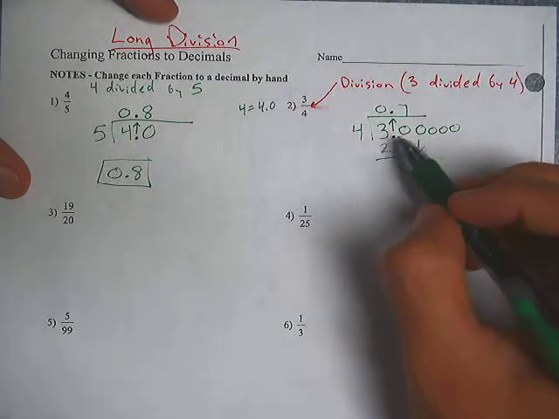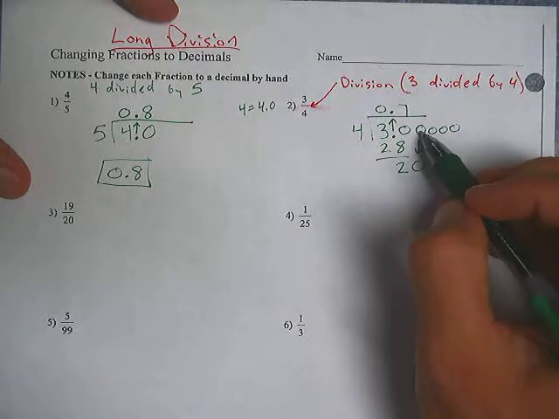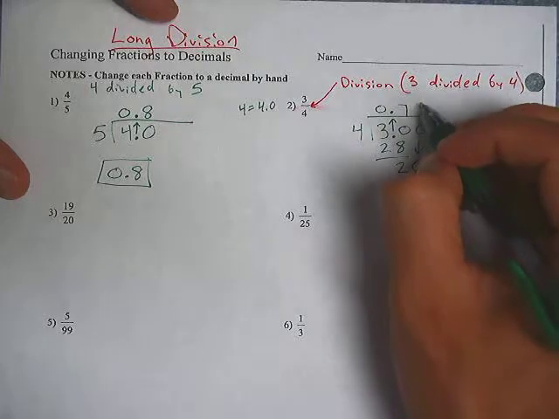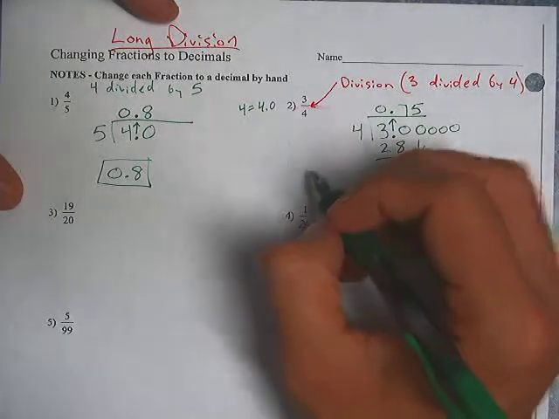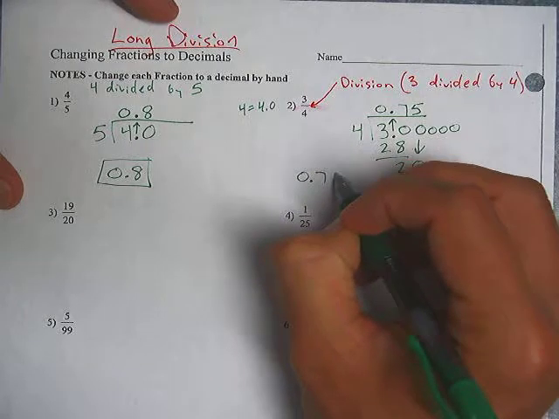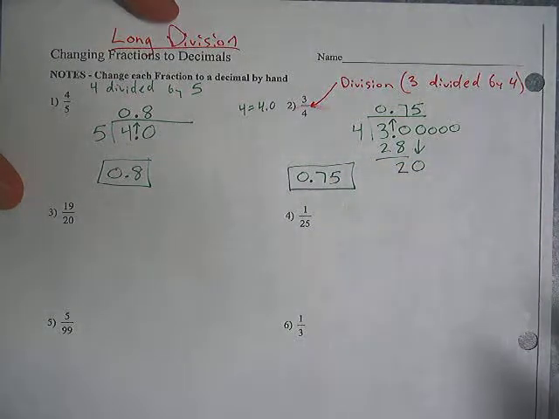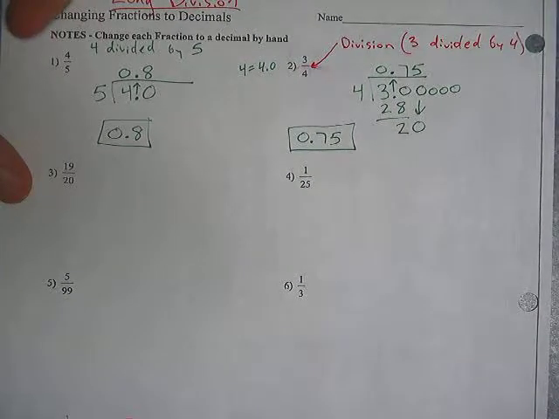I can add as many zeros as I want here, and I'm not changing the number. 3.0 is the same as 3.00000, as many as you want. So I'm bringing down the 0. 4 goes into 20 exactly 5 times. So since it goes in exactly 5 times, I am done. And then we get the answer that we knew it was, 0.75.